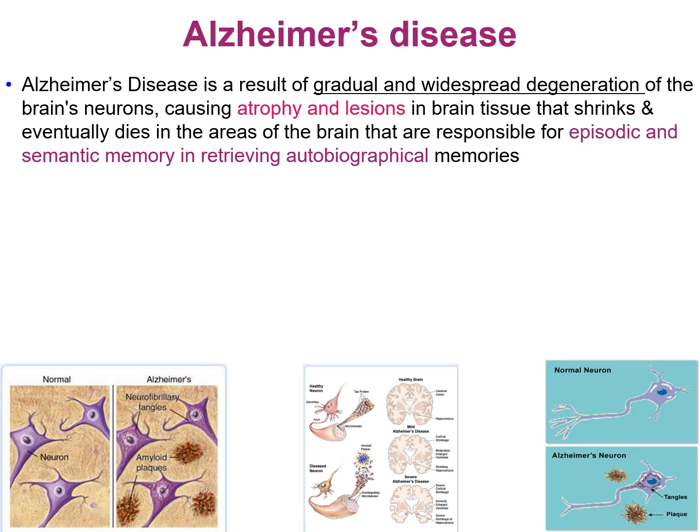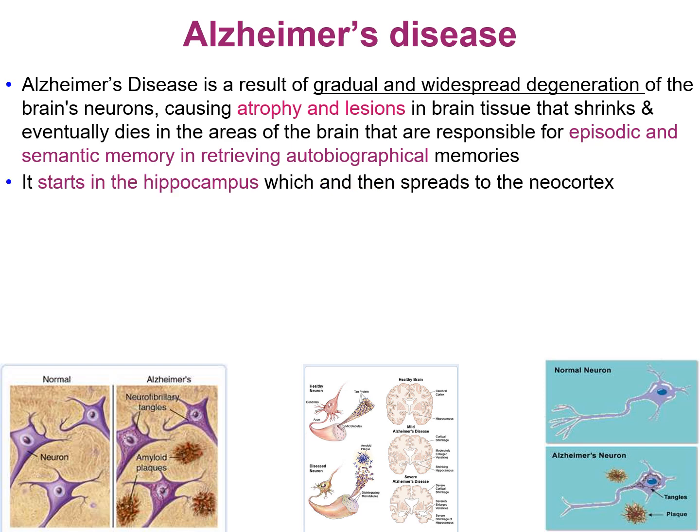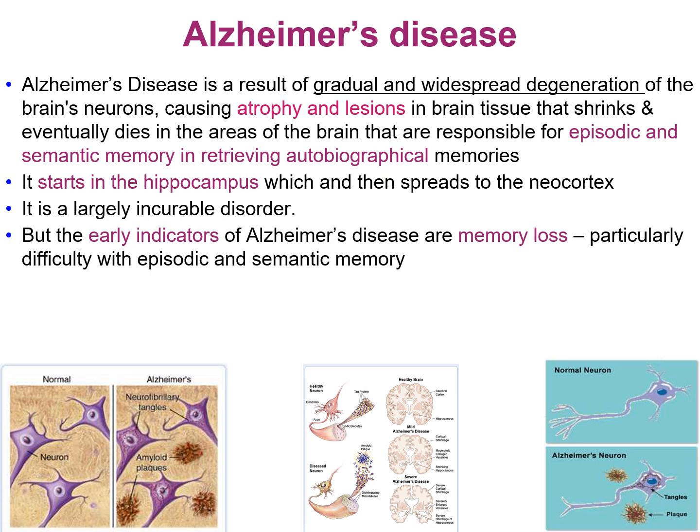These parts of the brain play a key role in explicit memory, particularly episodic and semantic, which will make it very difficult to retrieve autobiographical memories, particularly as Alzheimer's disease spreads. It starts in the hippocampus, which plays a key role, as we talked about, in terms of the encoding and retrieval of explicit memory. And then later on, it spreads to the neocortex, where memories are stored and reconstructed when we need them. So therefore, that's going to impair memory further. It's incurable. And the early indicators of this are memory loss, particularly with episodic and semantic.